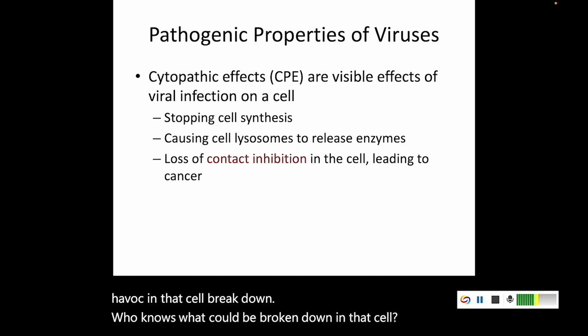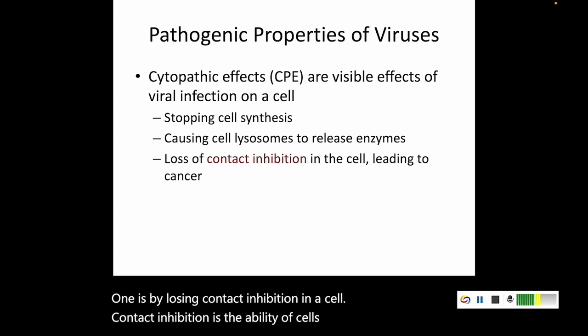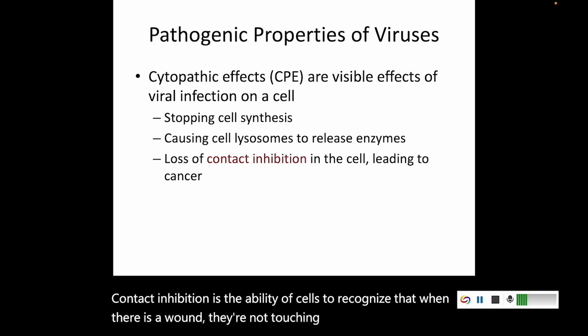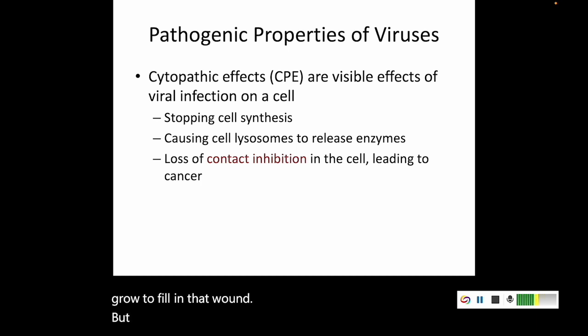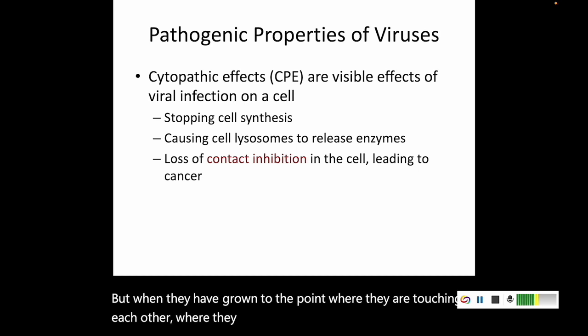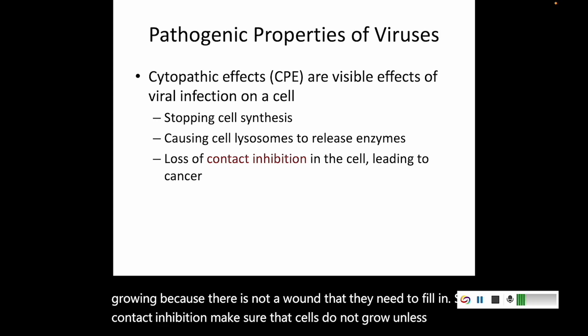One is by losing contact inhibition in a cell. Contact inhibition is the ability of cells to recognize that when there's a wound, they're not touching other cells, so they need to grow to fill in that wound. But when they have grown to the point where they are touching each other, where they have contact with each other, they stop growing because there is not a wound that they need to fill in. So contact inhibition makes sure that cells do not grow unless they need to be.